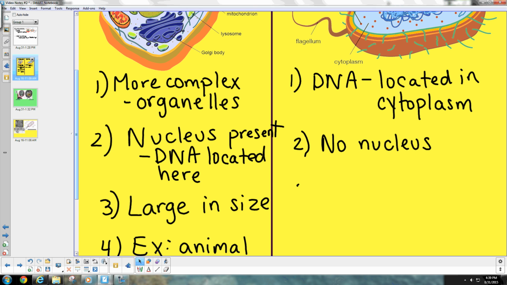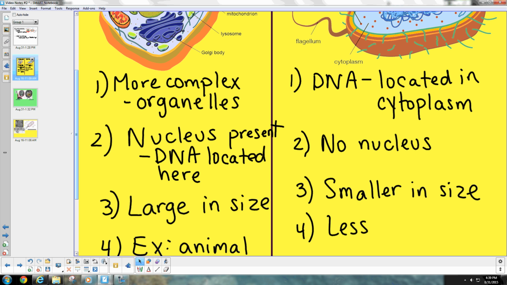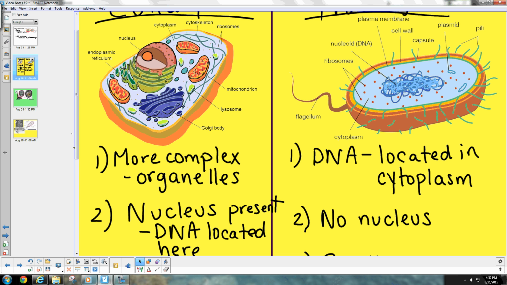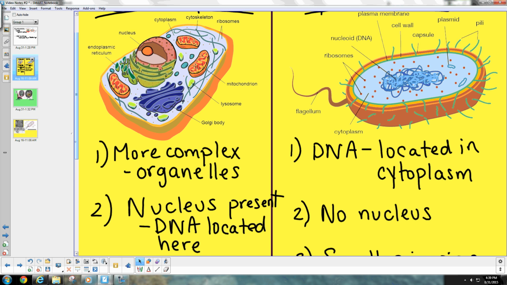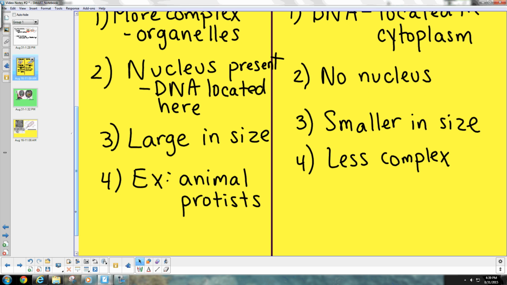A third difference is that it is smaller in size. And you may notice that we could also say it's less complex. There are not as many organelles. You'll see there's no endoplasmic reticulum or Golgi body or lysosome. We have ribosomes, we have the cytoplasm, and then we have DNA. So very simplistic for prokaryotes.